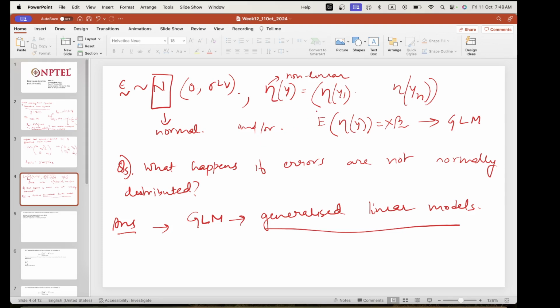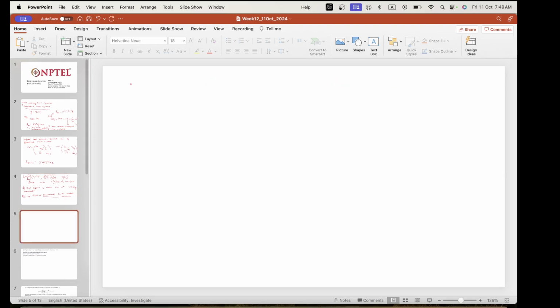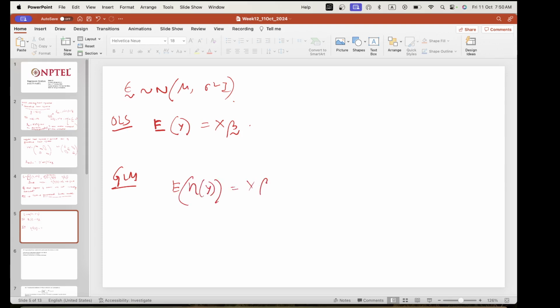Alright, so far we have assumed errors to be normally distributed. Now the advantage in assuming that, let's say mu or sigma square I. So here we have seen, if we plot an ordinary least square, that expectation of y is actually equal to x beta. But in case of GLM, we'll have expectation of eta y equal to x beta, where eta is some nonlinear function.